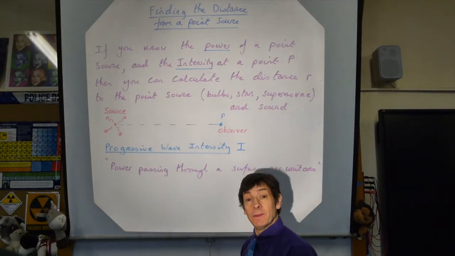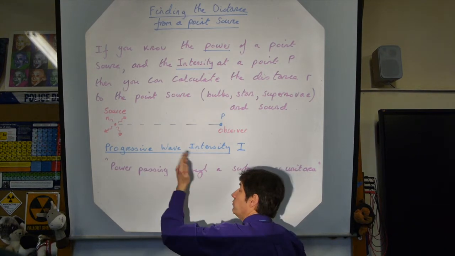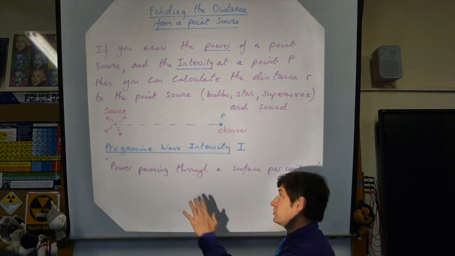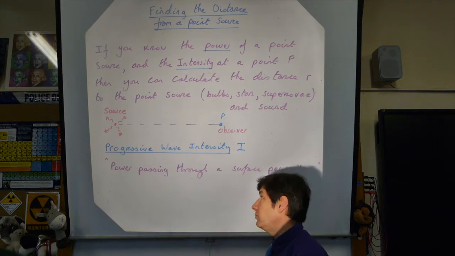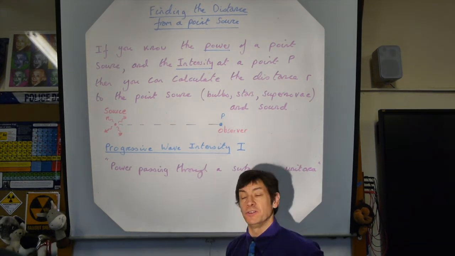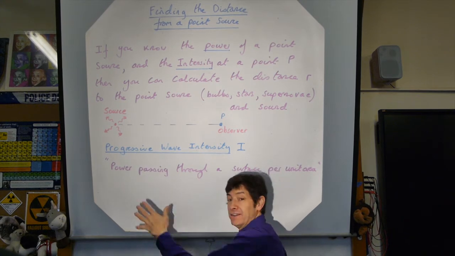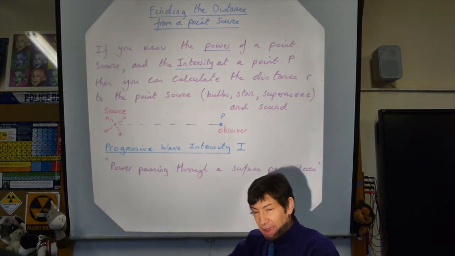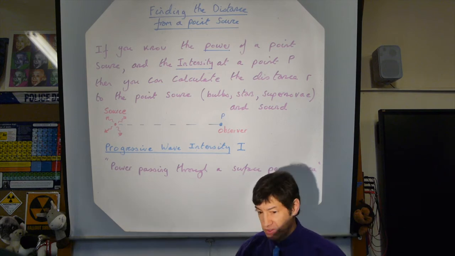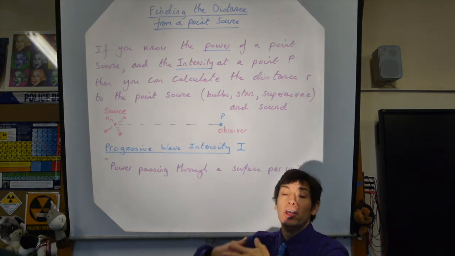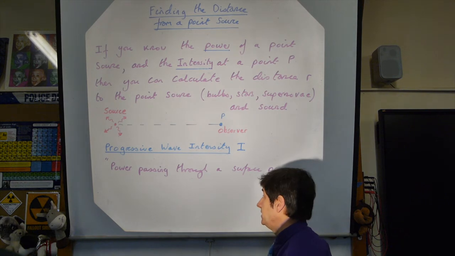So let's look in a little bit more detail about progressive wave intensity. So I'm going to give you a definition, but firstly let's remind ourselves what a progressive wave is. Okay, this is easy. It's just a wave that's traveling through space. Later on we're going to look at standing waves, and they're more complex, but all the physics I'm doing here is about something giving out waves, sound waves, light waves, etc., from a point. So imagine the sun radiating light or radiating heat.